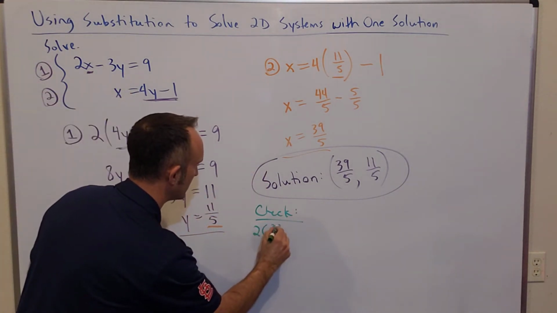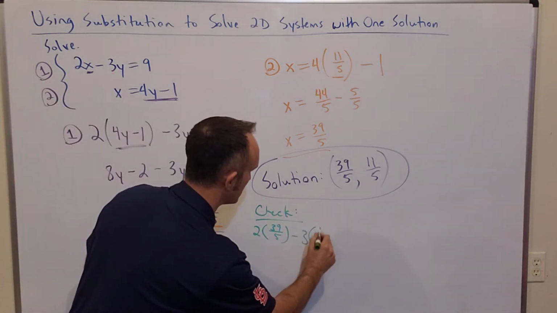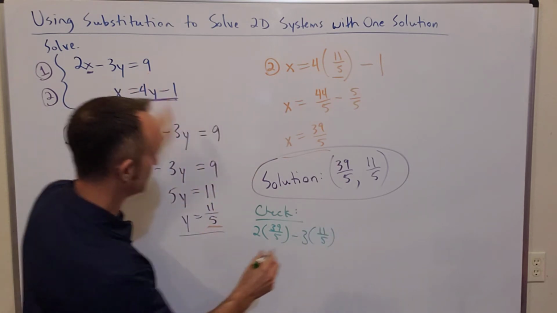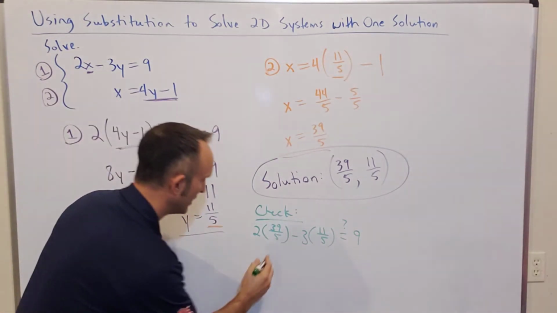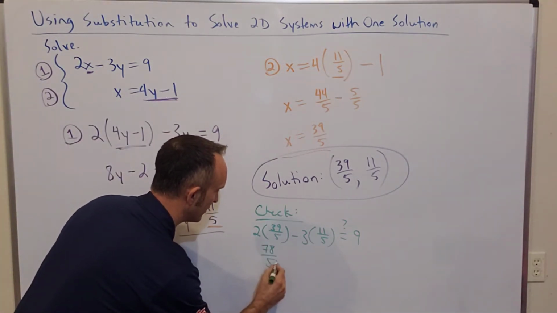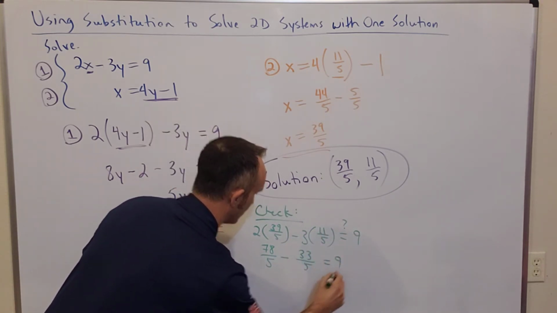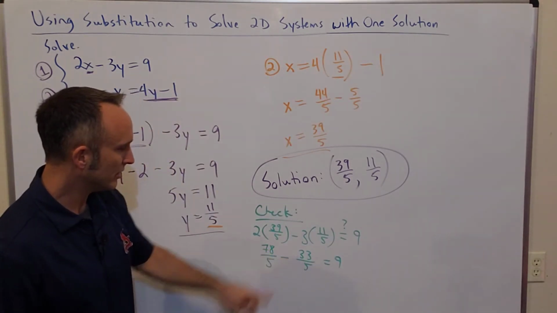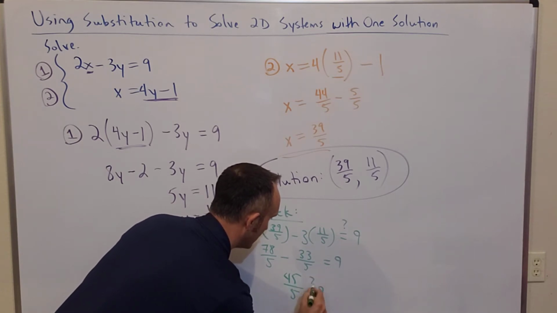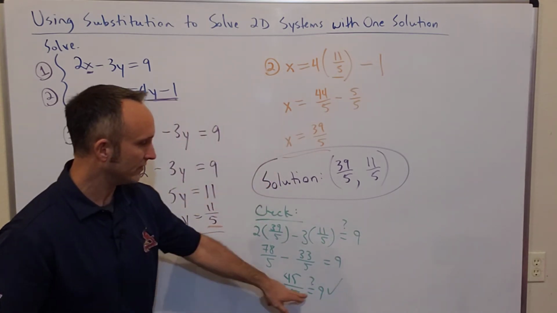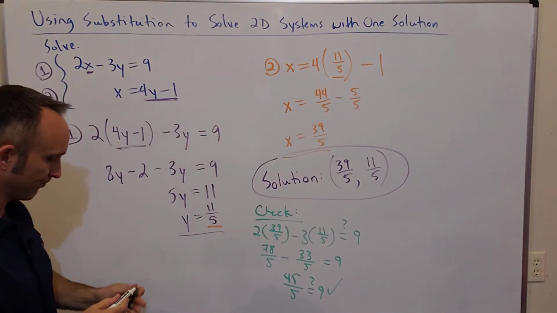So 2 times 39/5 minus 3 times 11/5 equals 9. And we want to know, is that true? Well, 2 times 39/5 is 78/5. Minus 3 times 11/5 is 33/5. 78 minus 33 is 45. So we get 45/5 equals 9. And that's true. 45 divided by 5 does equal 9. So this ordered pair is a solution to the first equation.